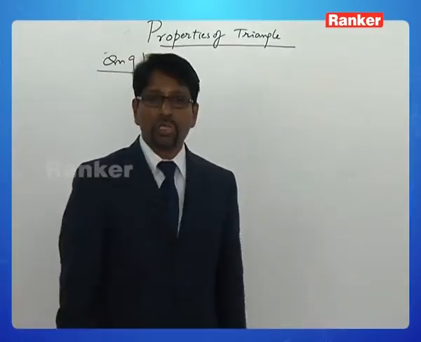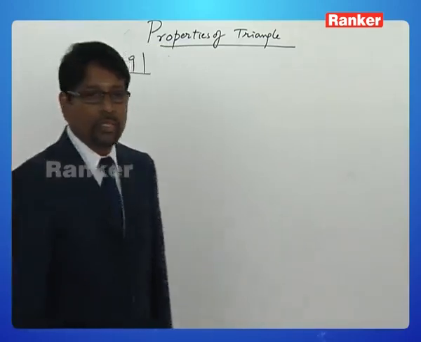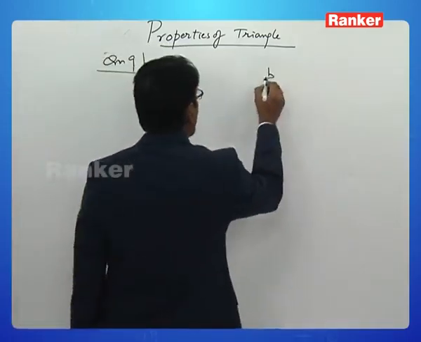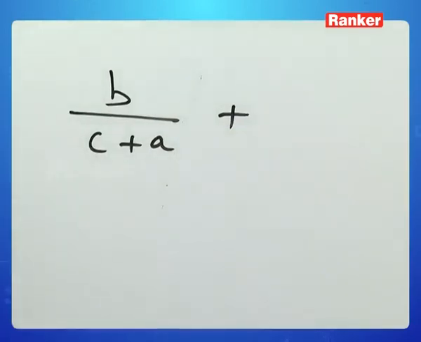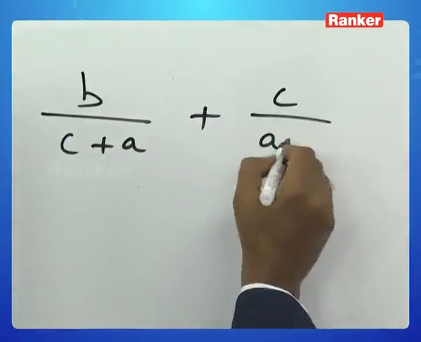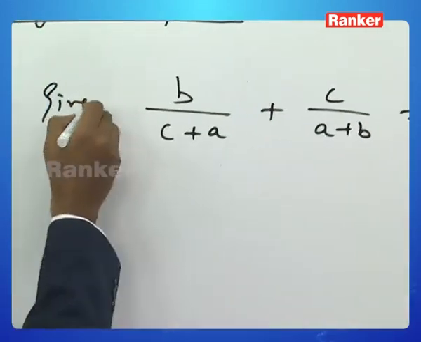Okay, let's move to the next question. In a triangle ABC, if b by c plus a plus c by a plus b is equal to 1, then angle A is 60, first option. Second option, angle B is 60, angle C is 60, third option, angle A is 90, that's the fourth option. So let's have a look at this. We are given b by c plus a plus c by a plus b is equal to 1. This is what is given. So let's take LCM.